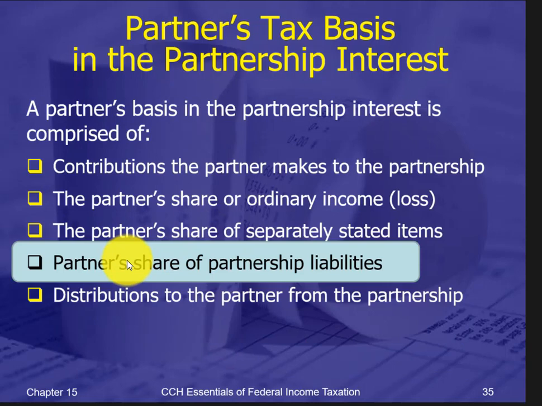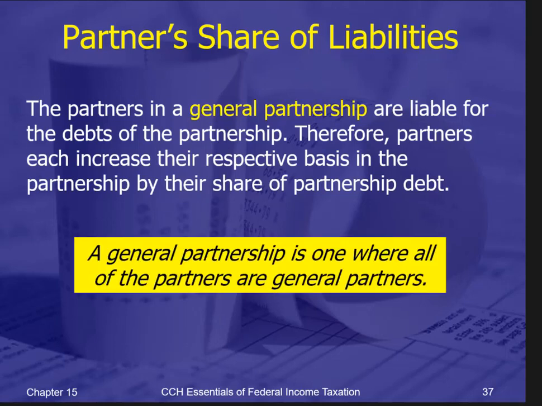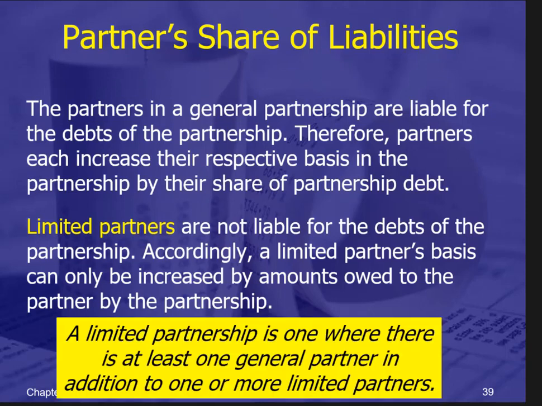Now, here's the interesting thing about partnerships. Your partner's basis is increased by the share of the partnership liabilities. All right? That's because, as a general partnership, partners are liable for that debt, meaning they have to pay it back. So it's at risk, and that increases our basis. In limited partnerships, partners are not liable for the debts, and therefore are not going to be able to increase their basis by the amount of the partnership liabilities. LLCs usually are going to increase the basis by the amount of the liabilities.